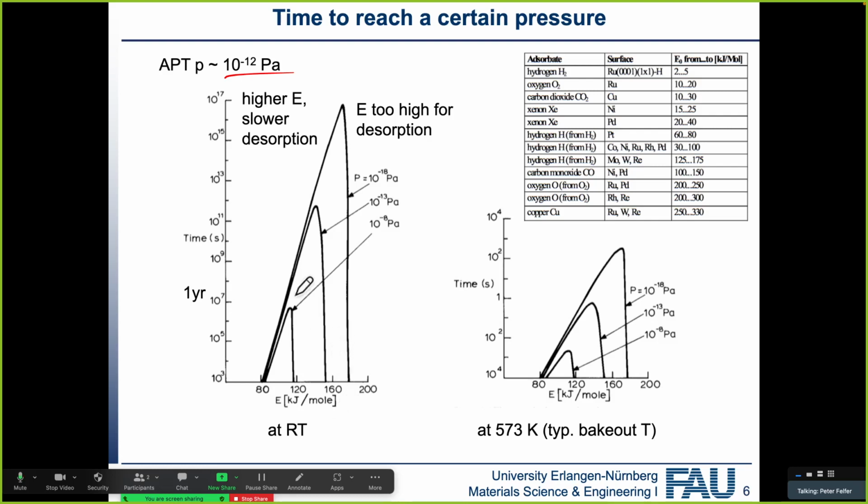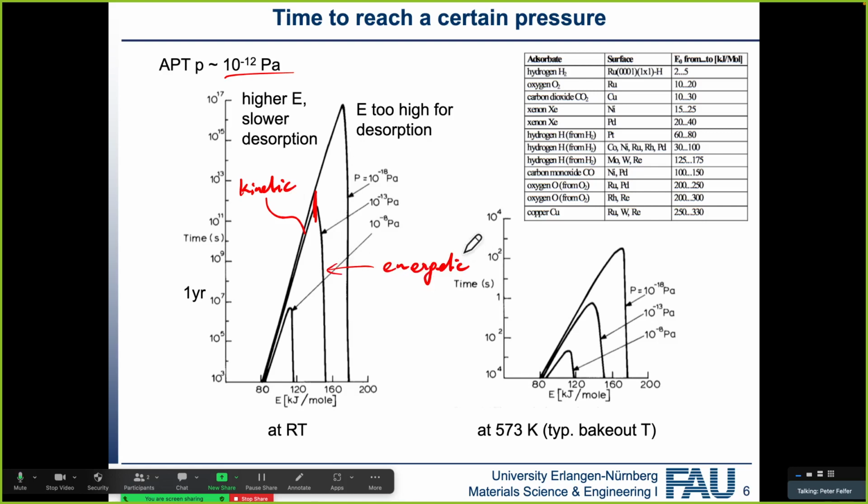And you can see that we have maxima here. Essentially we have two parts, and this part here is kinetically limited. That means we get desorption of the molecules, and it will take a certain amount of time. This is the time to reach a certain pressure if I have one monolayer adsorbed on a surface. Whereas on this side here, we are energetically limited.